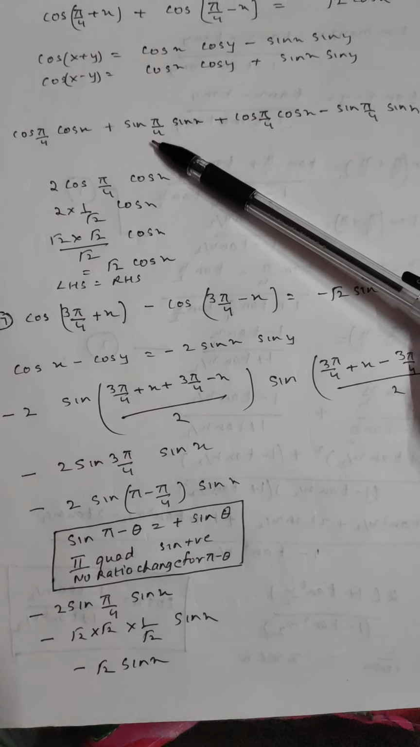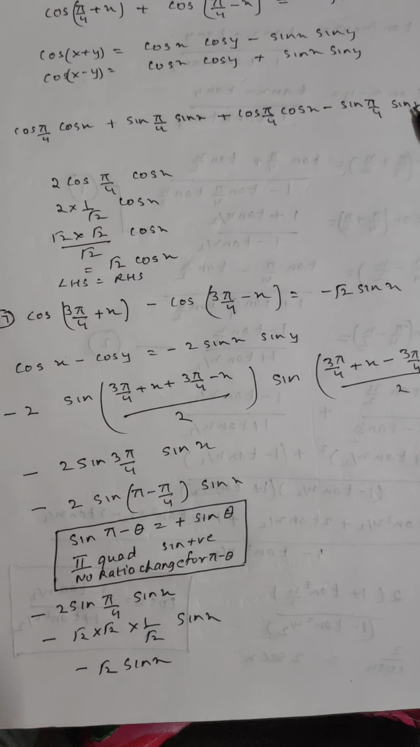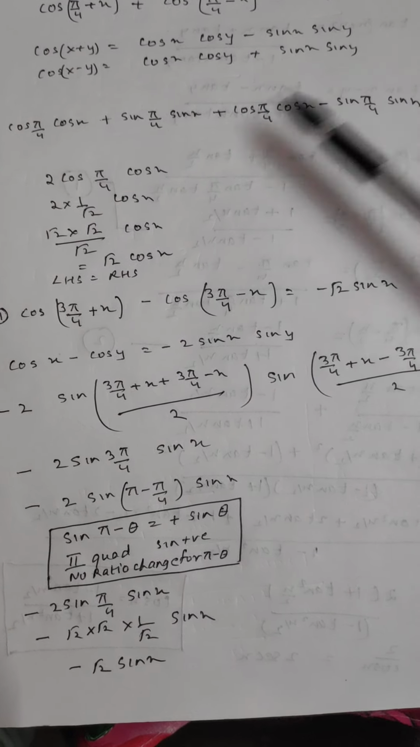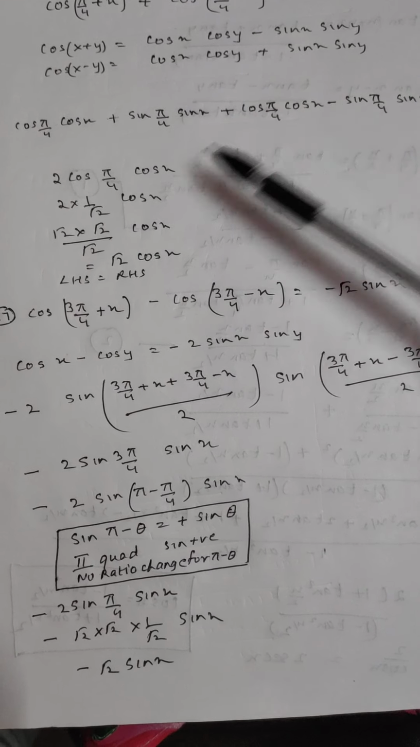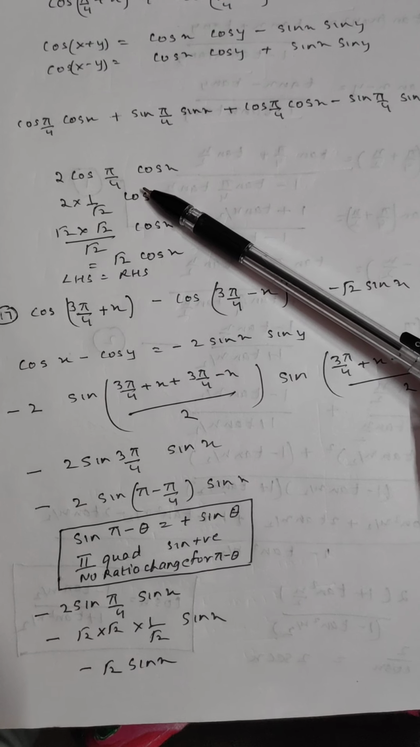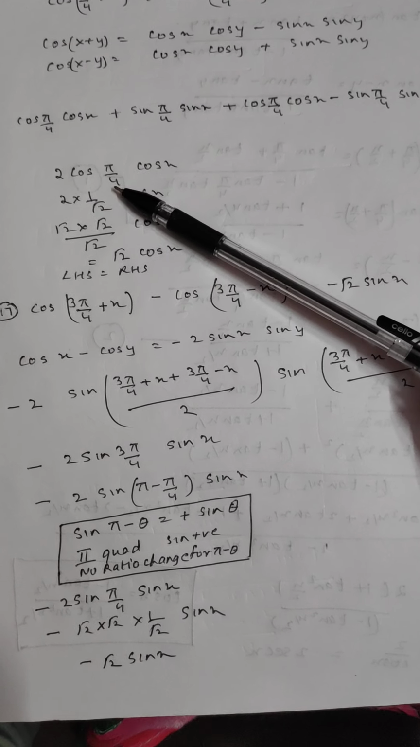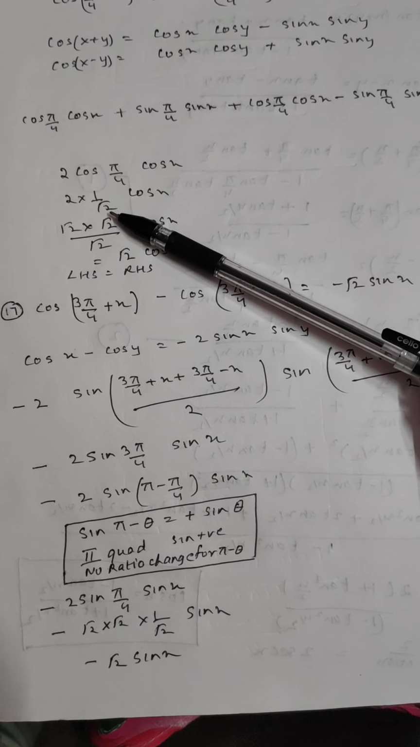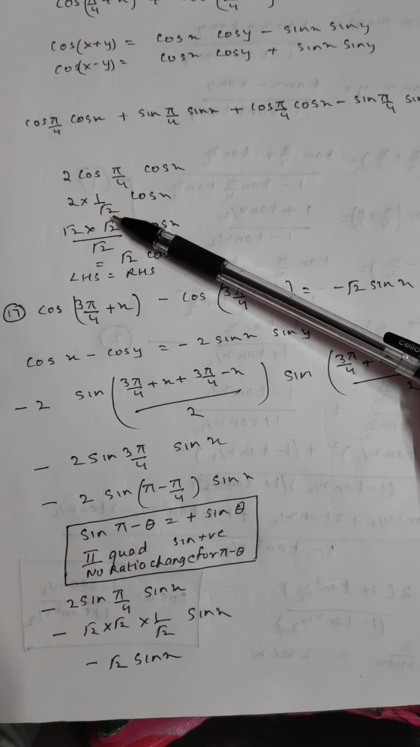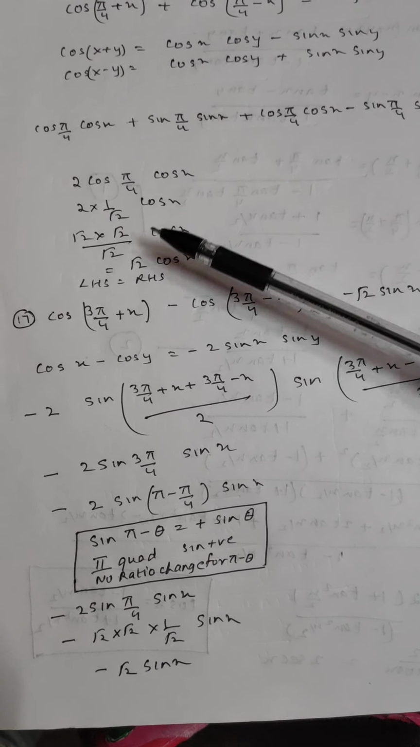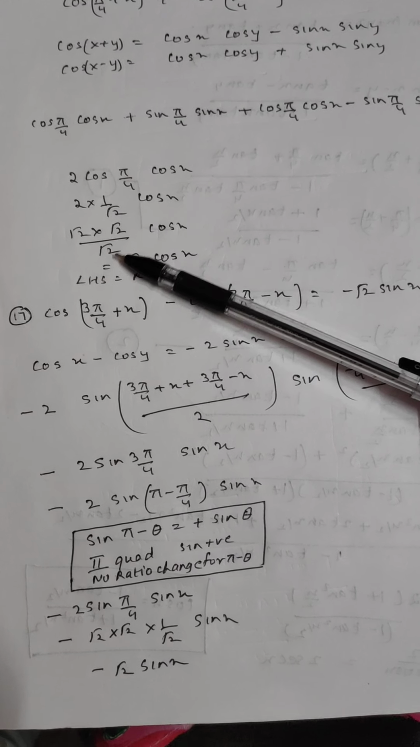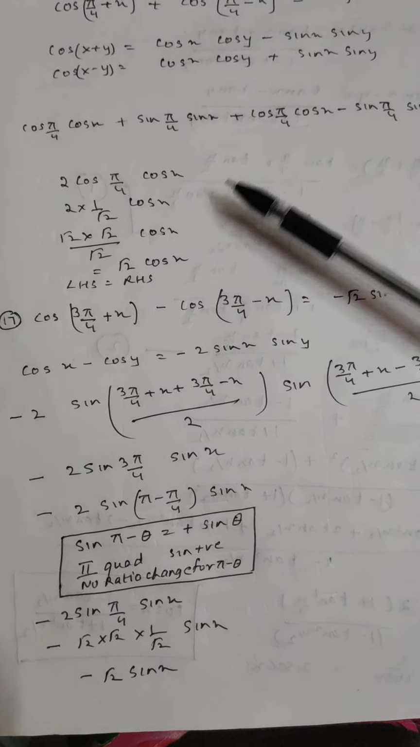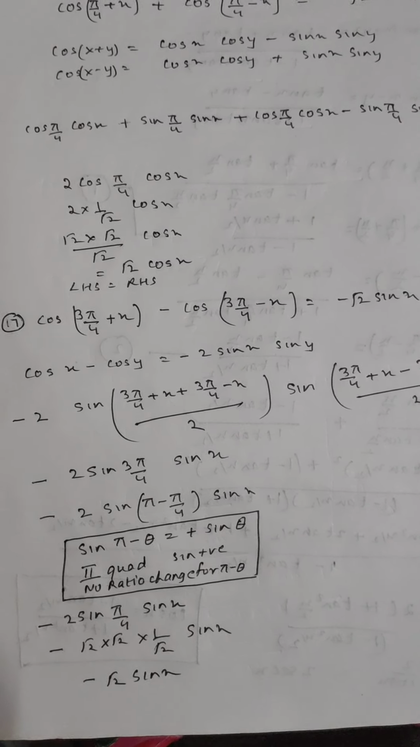You can see sin pi by 4 sin x and sin pi by 4 sin x, with plus and minus signs, will cancel out. We will get cos x cos pi by 4 plus cos x cos pi by 4, which is twice cos x cos pi by 4. Cos pi by 4 can be written as 1 by root 2. We know cos 45 is 1 by root 2. So 2 can be written as root 2 into root 2, divided by root 2. We get the answer root 2 cos x, which is our solution.